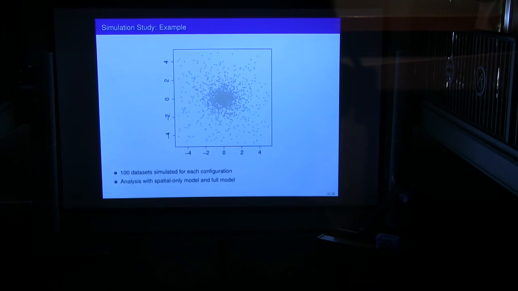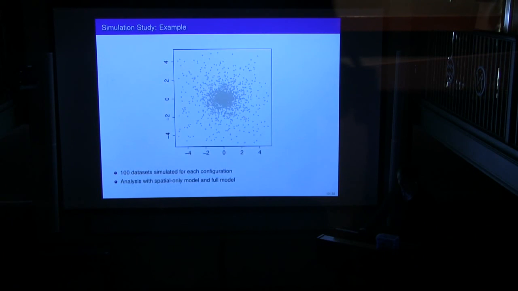Okay, so I want to talk about some simulation studies to illustrate the method, and in particular I want to illustrate why the spectral information is useful. So this is an example simulated data set. There are actually two sources here that are very close together. I'm going to talk through the particular settings in a moment. For each setup, we simulate 100 data sets, and then we analyze them once using only the spatial part of our model, and then again using the whole model that includes the spectral data.